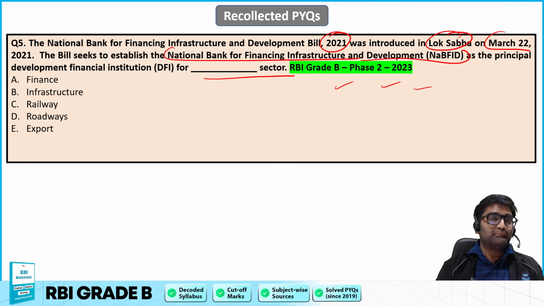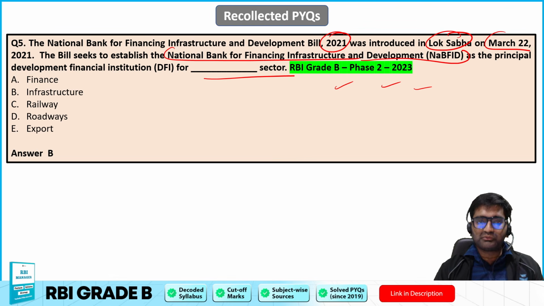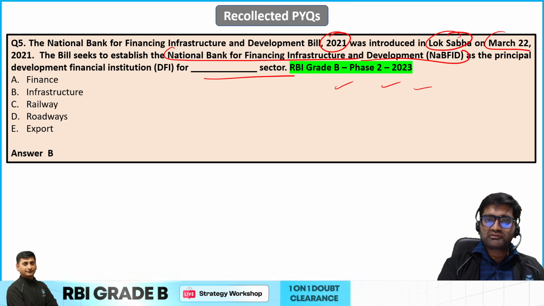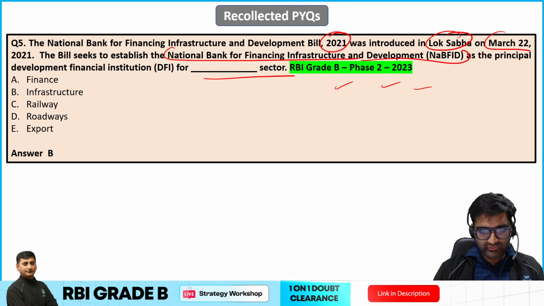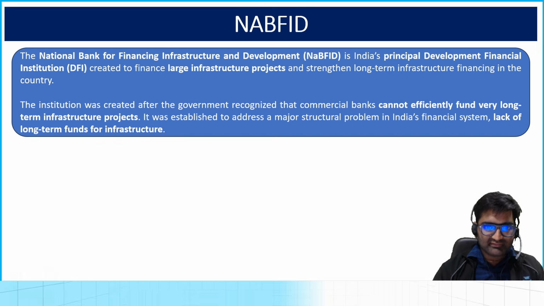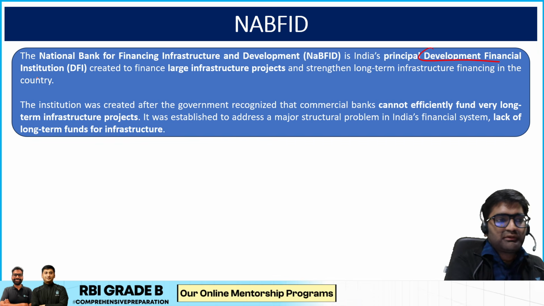Yes, if you have answered B, infrastructure, that is absolutely the right answer. So this NaBFID was established with respect to the infrastructure sector. Now let us have a look at the topic. NaBFID, the full form you have already seen. It has been established as a development financial institution.